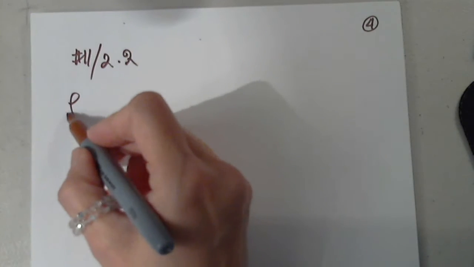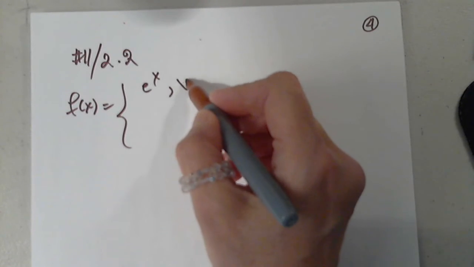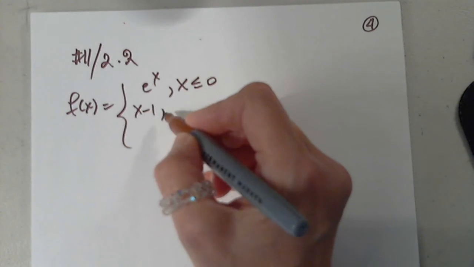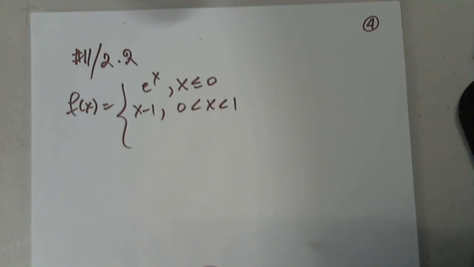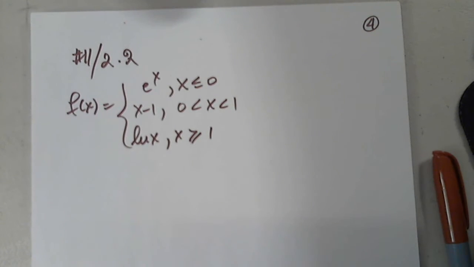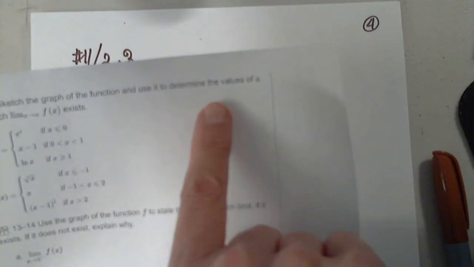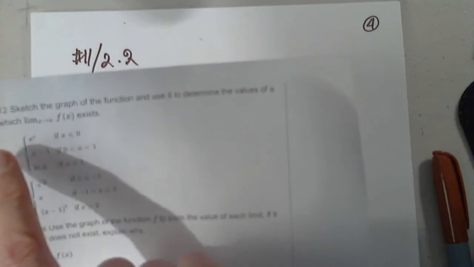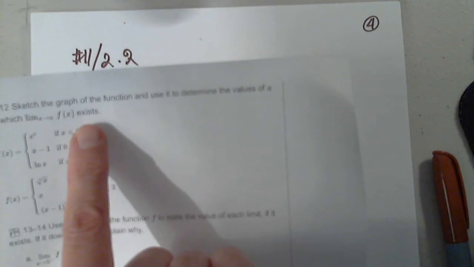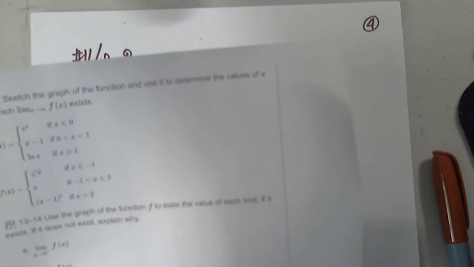And we have f of x. And we have e to the x for x less than or equal to 0. We have x minus 1 for x between 0 and 1. And we have natural log x for x greater than or equal to 1. Okay, so my question is, we have several questions here that I would like to add on. I don't care for what they say, but let's read it. Sketch the graph of the function and use it to determine the value set of a for which the limit exists. So we're going to look at where it doesn't exist, and then we'll take it from there.